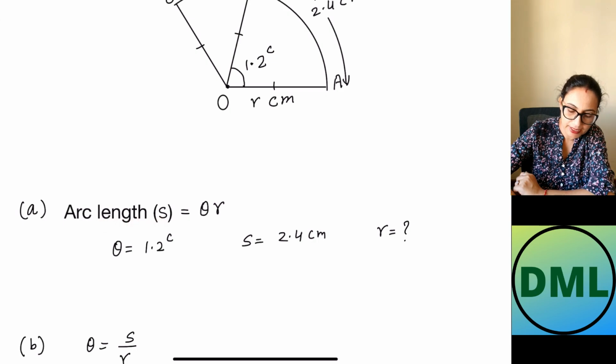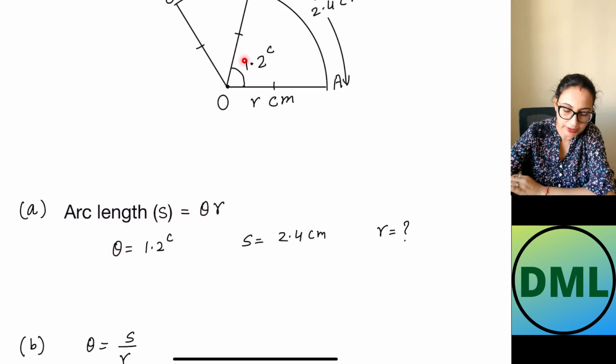Arc length S will be given by theta r. What is the value for theta? Theta is equal to 1.2 radian. What is the value for S? S is equal to 2.4 centimeter. And I don't know the value for r.